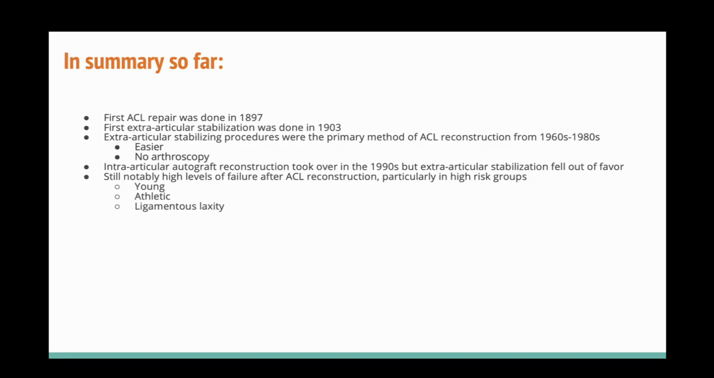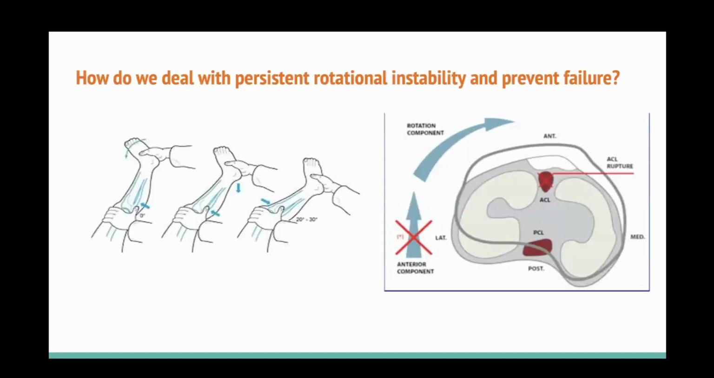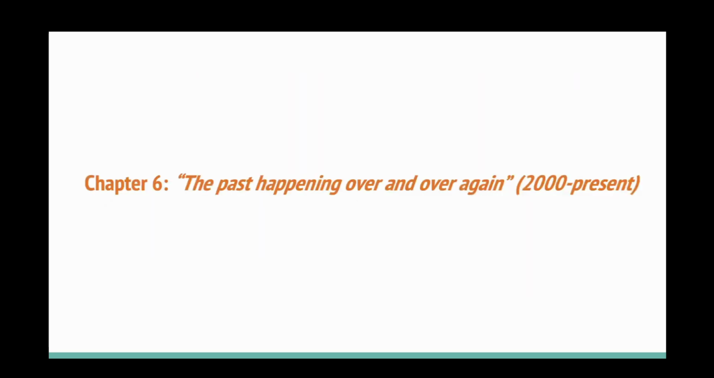But there's notably high levels of failure after ACL recon, particularly in high-risk groups like young, athletic, and ligamentously lax athletes. So, how do we deal with these athletes, and how do we prevent this rotational instability and prevent failure? That comes back to the past happening over and over again.